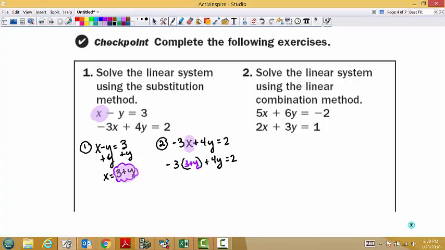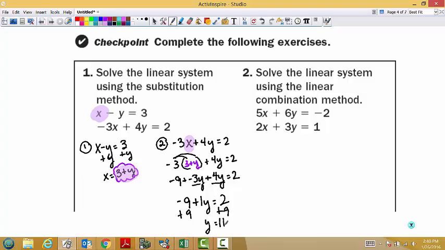Okay, so I'm going to distribute it through. So that would be negative 9 plus negative 3y plus 4y equals 2. I'm going to combine like terms. The negative 3 and the 4 go together, and I'm going to have negative 9 plus 1y, and then I solve it. Add 9.